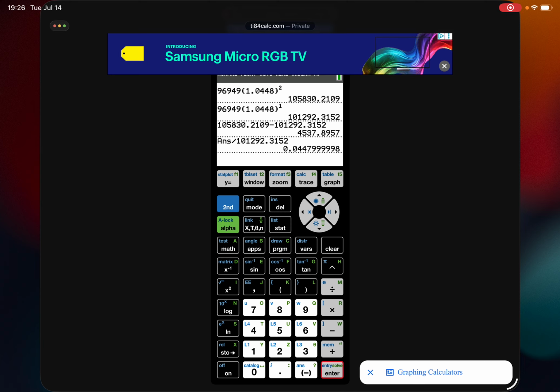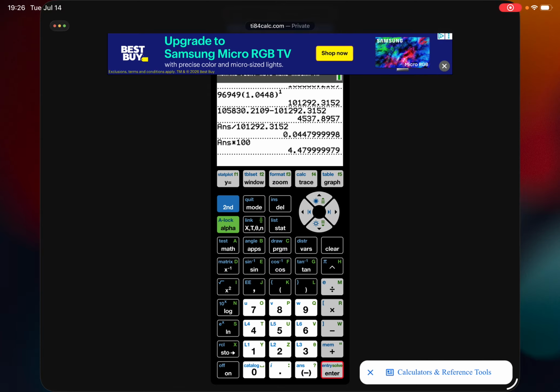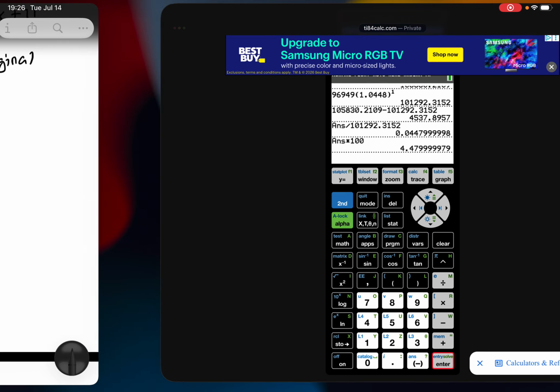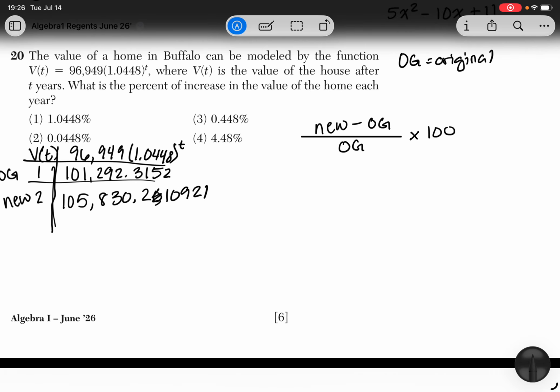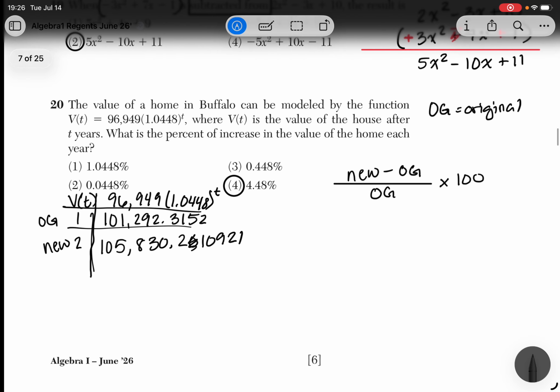This is a weird looking decimal. So once again, we need to make sure we multiply that by 100. 100 just sets it to the correct percentage. Since all of our answer choices are a percent, we want to convert it to a percent. Which we get 4.479. 4.479 rounds to 4.48, which means that our correct answer is answer choice 4. So the formula you should be using is new minus original over original times 100.